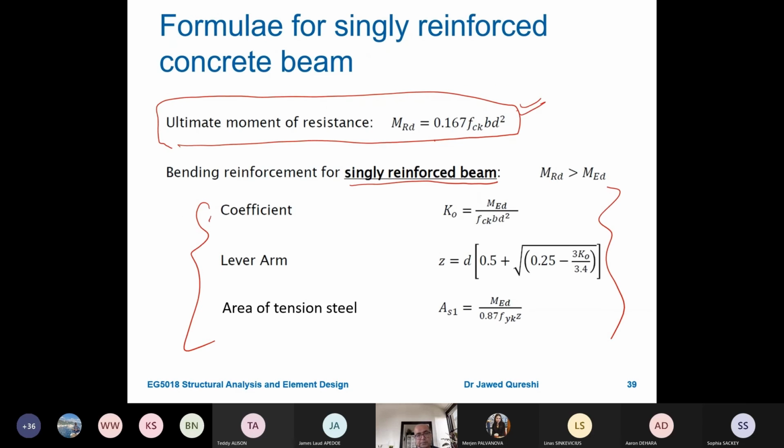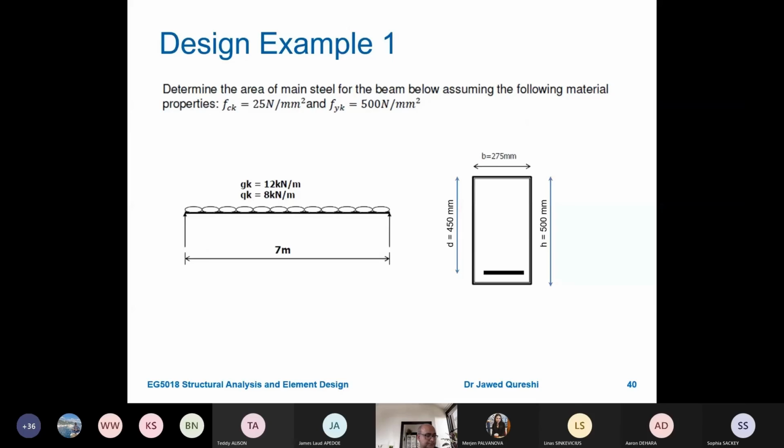Let's go to this example. Click on this side of the screen to watch this example and other worked examples on singly reinforced concrete beams.